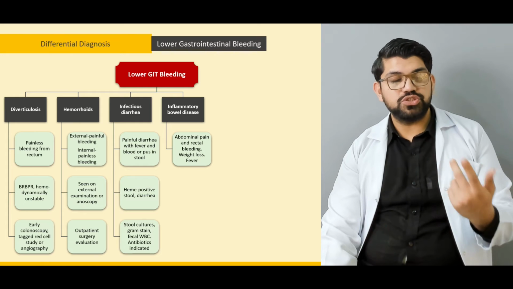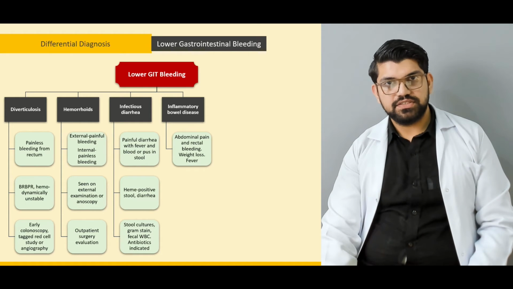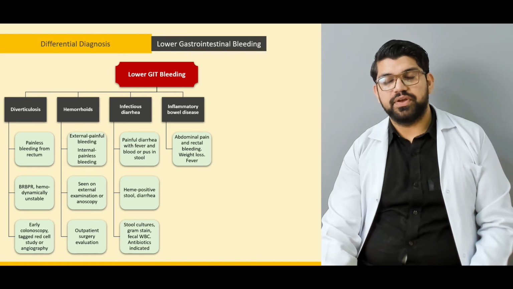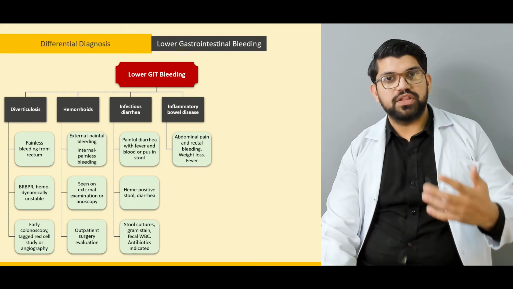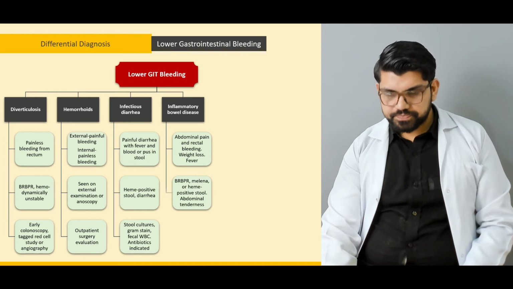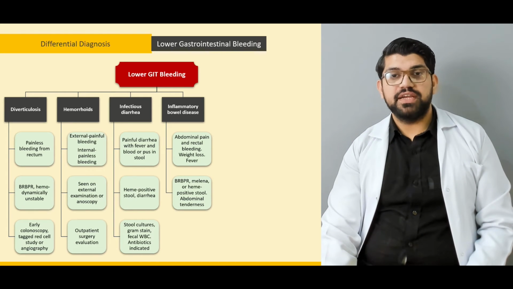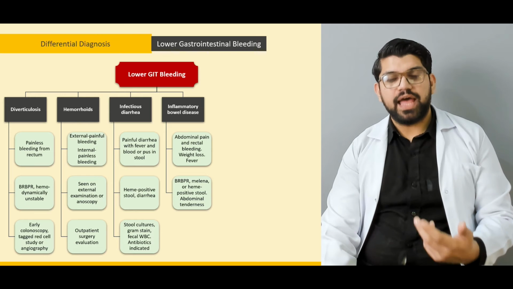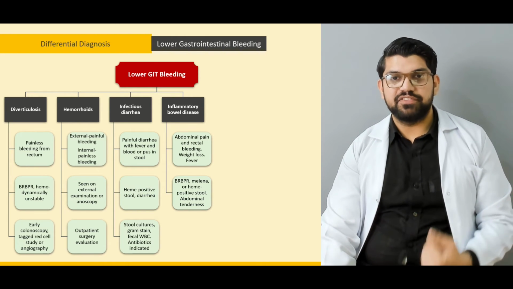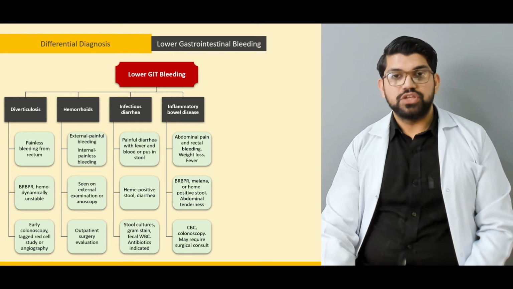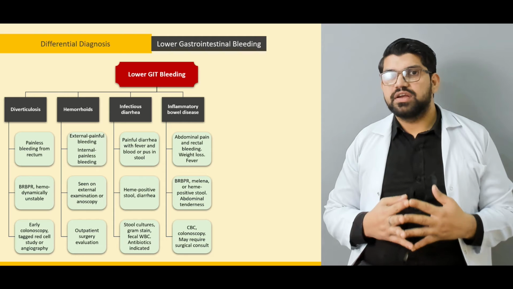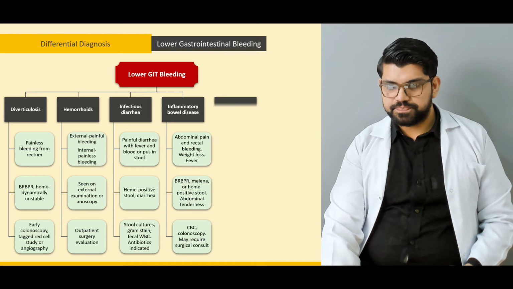Inflammatory bowel disease includes two types: ulcerative colitis and Crohn's disease. Ulcerative colitis at times is associated with dysentery, so they present with abdominal pain, rectal bleeding, weight loss, and fever. Fresh PR bleed, they can present with melena and heme positive stool. There might be abdominal tenderness because of any inflammatory process underlying. So you look for a complete blood count, colonoscopy, or may require a surgical consult in these patients.